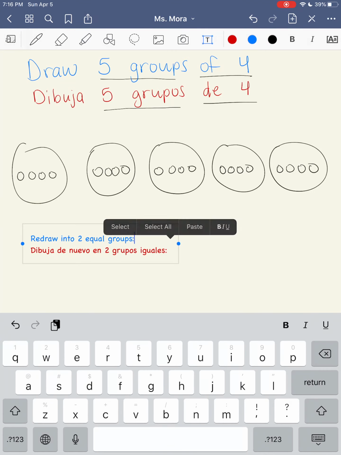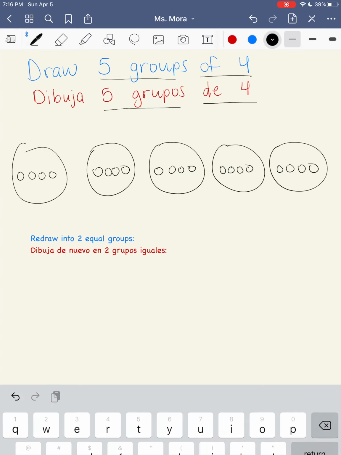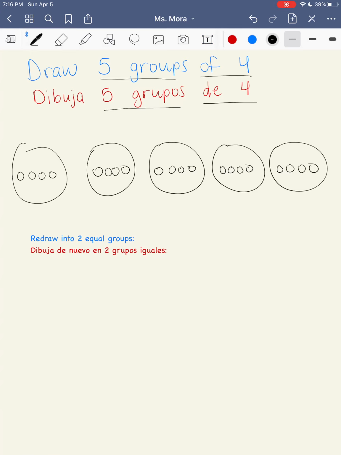to redraw these, okay, redraw into two equal groups. So what that means is you're going to take these objects that you have here and draw them into two equal groups, okay? Si digo que dibuja de nuevo en dos grupos iguales, vas a tomar estos cuatro, los objetos que están adentro y dibujarlos en dos grupos nuevos, okay?